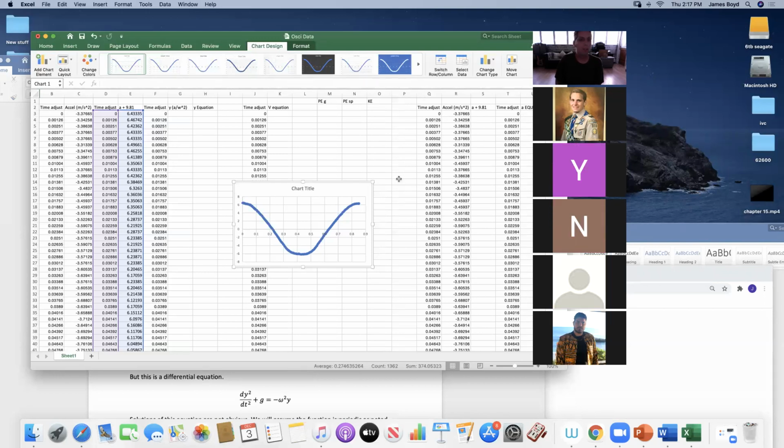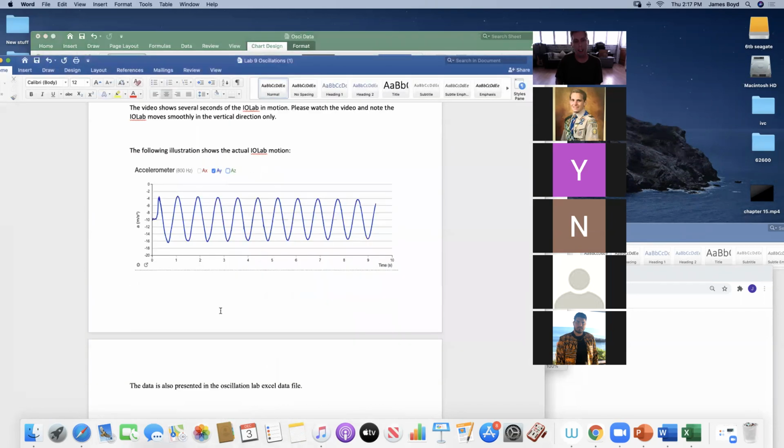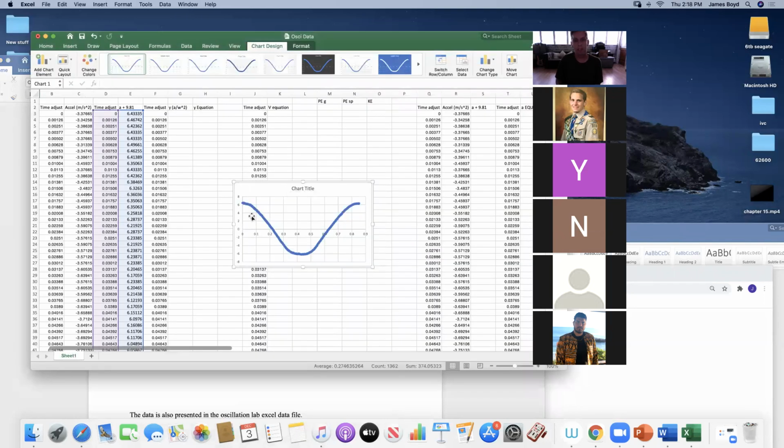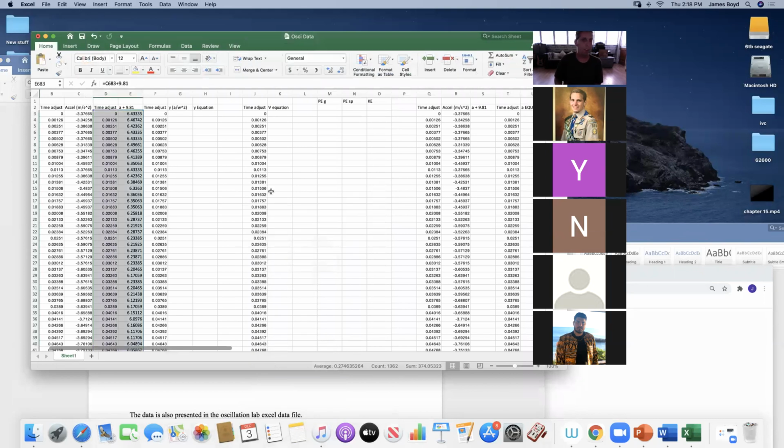I muted you, Ali. So this is our acceleration versus time. And if we look back at this, for this first period, we have the acceleration versus time now centered at 0. Okay, it's not perfectly symmetrical around 0, but it's centered around 0 and we have a cosine function. All right, we can get rid of that.